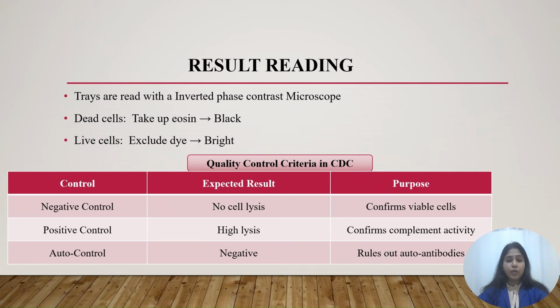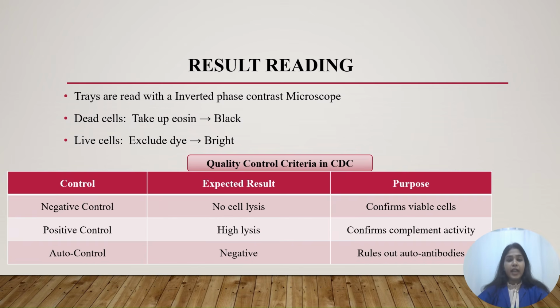Here is all about the result reading. Trays are read with the inverted phase contrast microscope. Dead cells will take up the eosin and will appear as black spots. Live cells will exclude the dye and will appear as bright.